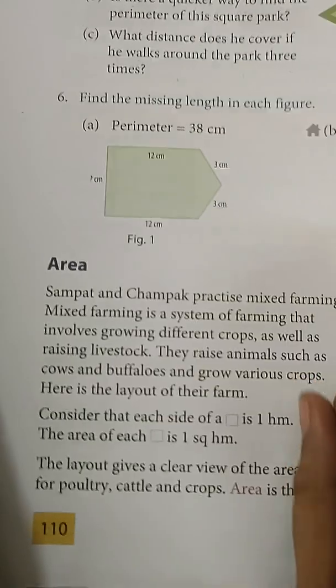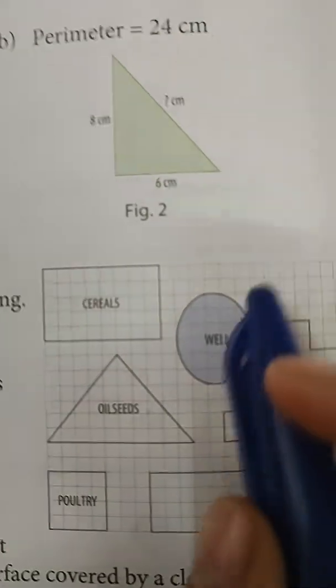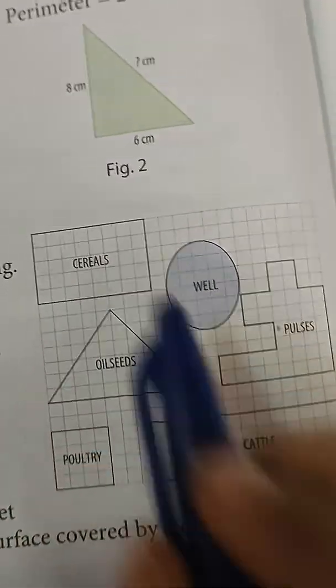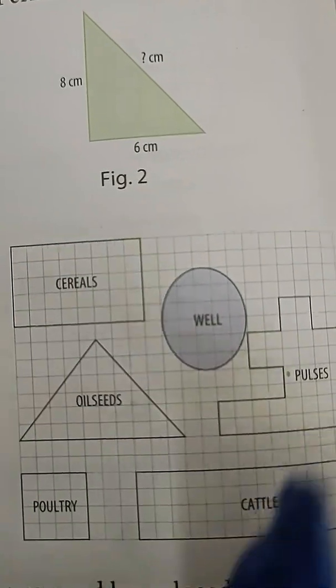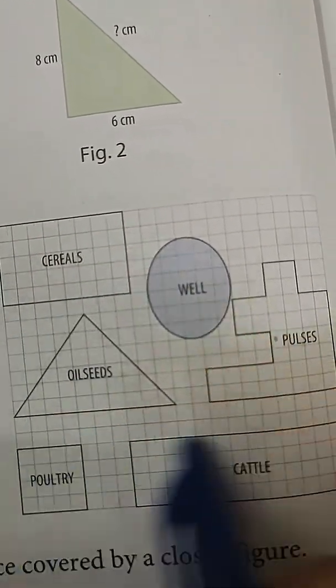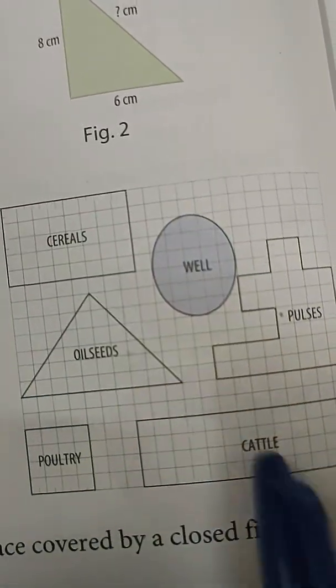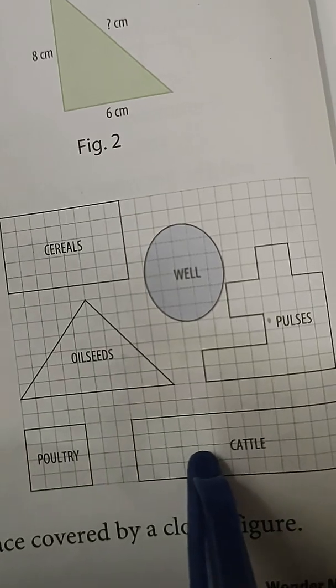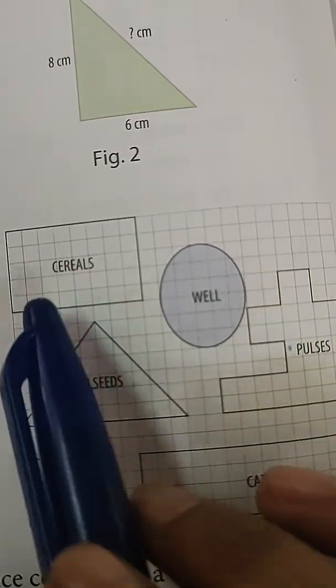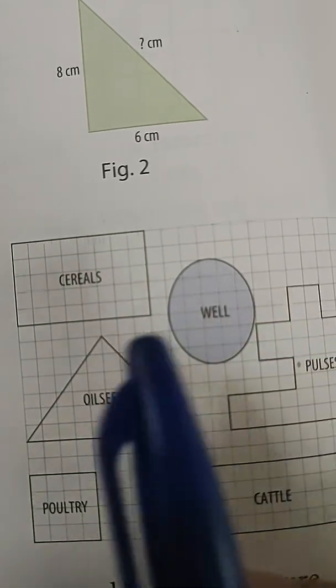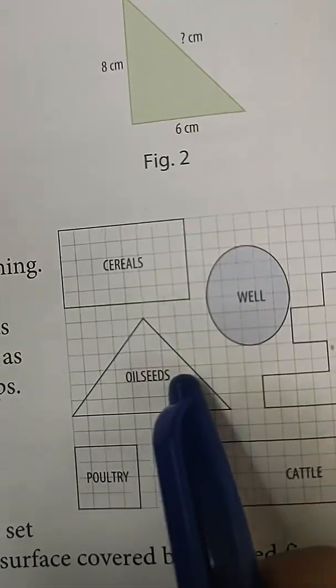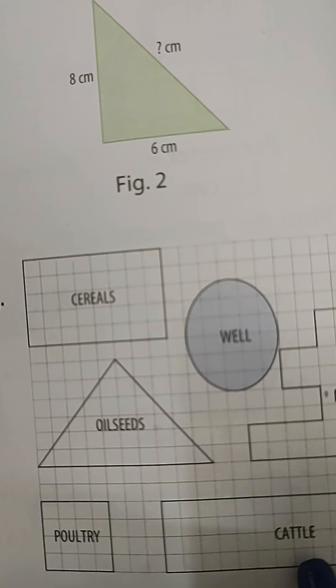Okay. Now here we have a situation in which Sampath and Champak practice mixed farming. Mixed farming is when you grow different types of crops and you keep cattle and animals in your farm. It is called mixed farming. So as you can see, cereal, pulses, oilseeds, he is actually farming in a single farm. It is the same farm. This is called mixed farming. So here different areas have been divided for different things: cereal, pulses, well, oil seeds, poultry, cattle.